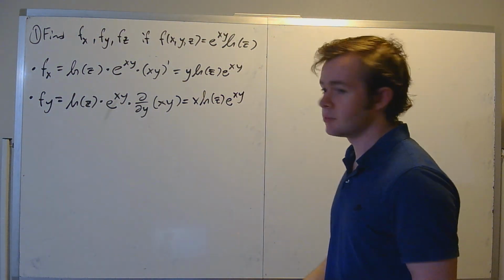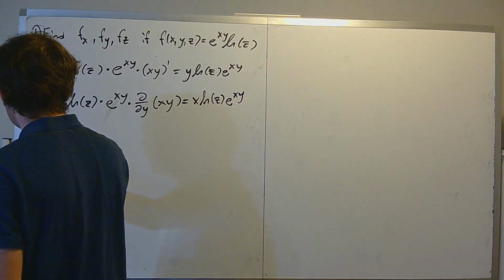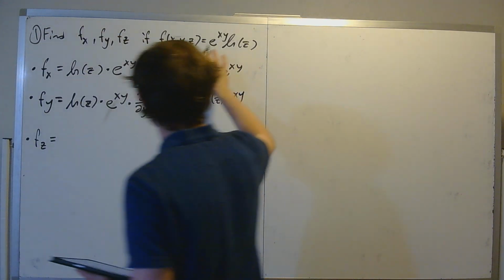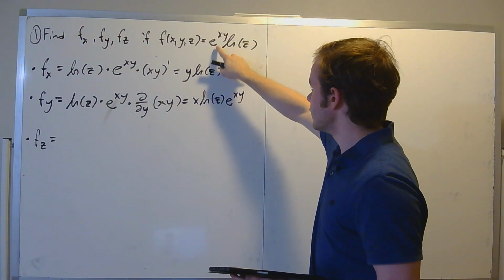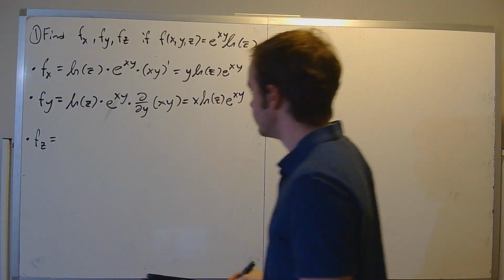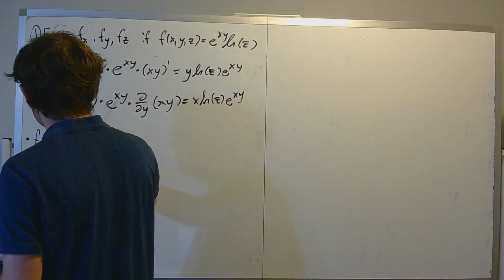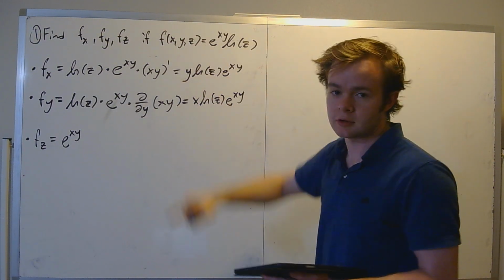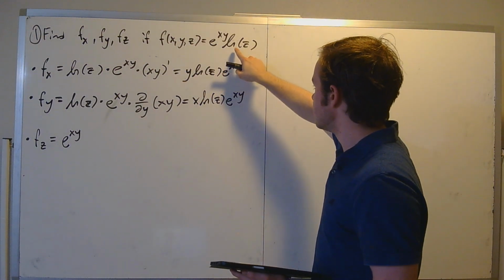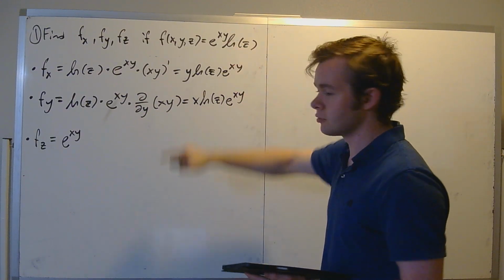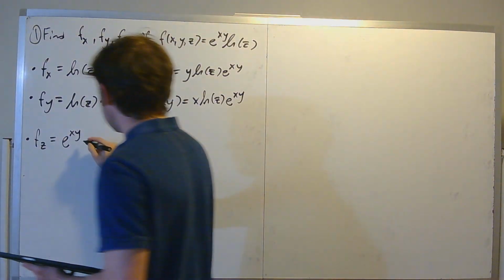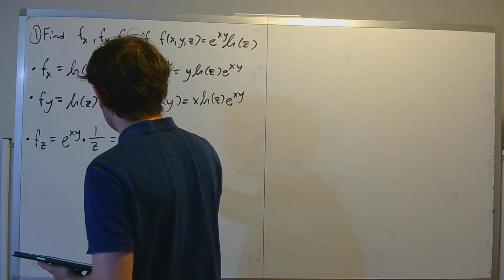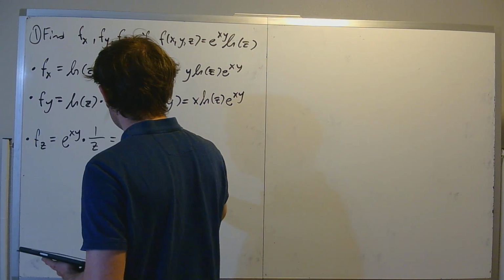Okay, and now our last step is we need to take the derivative with respect to z of our original function, right? So this e to the xy, that's just a constant because x and y we're treating like constants. So we just say this is e to the xy out in front because we can always just factor a constant out of the integral. And now we take the derivative of natural log of z with respect to z. So that would be 1 over z. So our answer here is e to the xy over z.